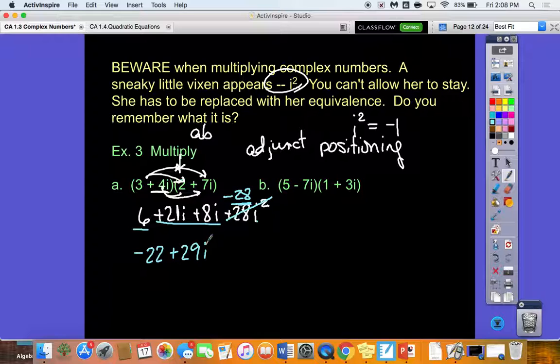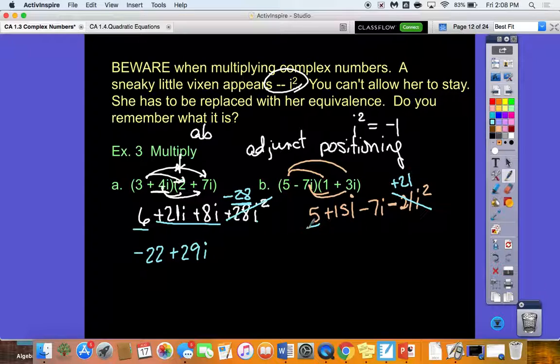So same thing over here. Just distribute. 5 times 1 is 5. 5 times 3i, 15i. Then come back with the negative 7i. Don't lose that negative. Negative 7i, and negative 7i times 3i is negative 21i squared. Okay. Let's go in, and with the i squared, remember what you're supposed to do. That's going to change that sign. So when you change it to a negative 1, it's going to be a positive 21.